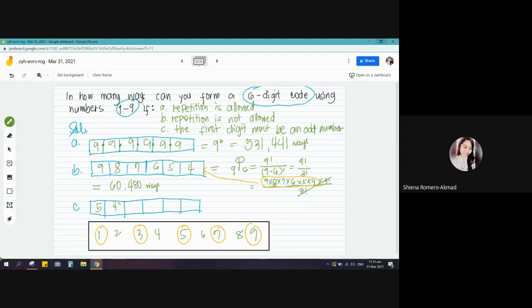Kasi naisip nyo na dahil 5 dito, dito siguro 4, 3, 2, 1, 0. But no. Of course, ang kailangan lang naman natin na maging odd number ay yung first digit. First digit lang. So, the rest of the digits, pwede nang even. So kapag nagbawas ka dyan ng isa, dito sa siyam, 8 na lang dito, di ba? Same dito, 7, 6, 5, 4.